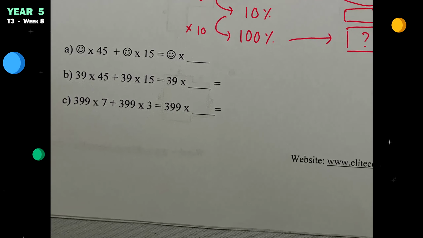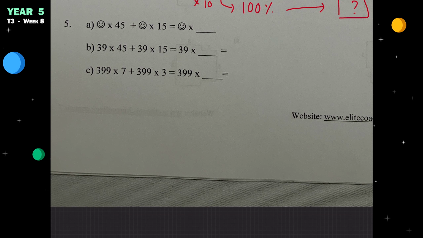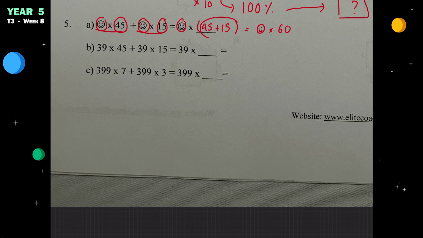Alright, next one. What is going on here? Got a smiley face times 45 plus a smiley face times 15, sorry. Quick method says because they're both smiley faces, it's going to be smiley face times the addition of these two numbers. So 45 plus 15 is 60, so that means you have smiley face times 60, because these add to 60.